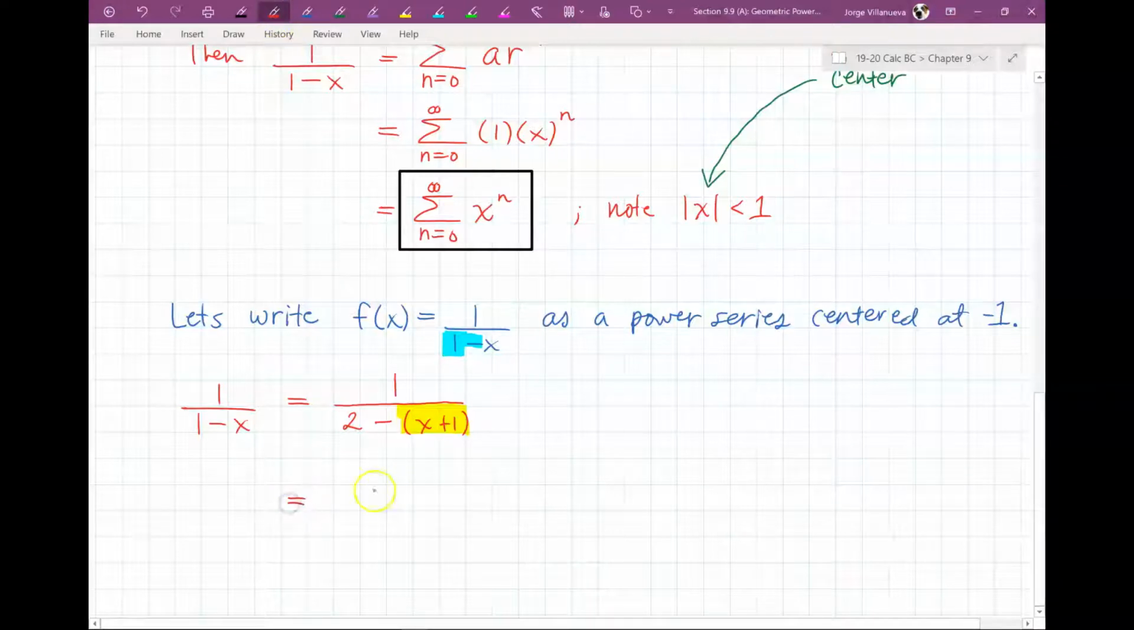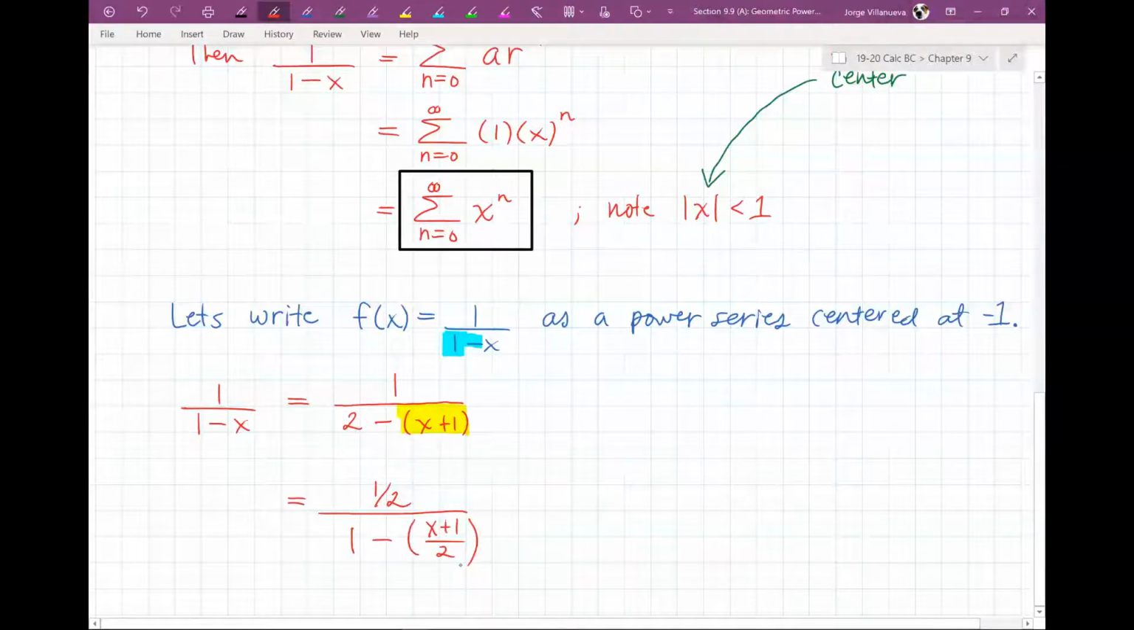So, the top will become a half. The bottom will become a 1 minus x plus 1 over 2. Everything got divided by 2. So 1 became 1 over 2. The 2 became a 1, because 2 over 2. And the x plus 1 just becomes an x plus 1 over 2. Now, what I have right here is exactly what I need.